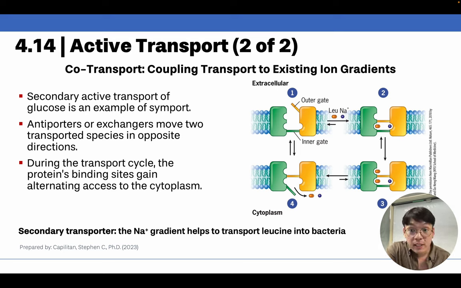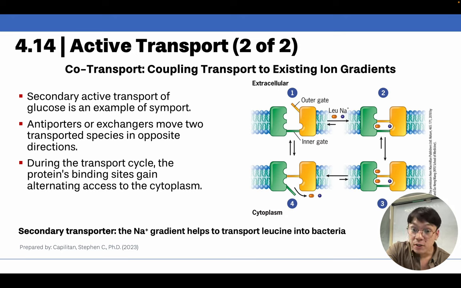In step one, you'll see that the outer gate in the protein channel is open, which allows both sodium and leucine to reach their binding sites from the extracellular space. In step two, the outer gate will close, occluding the substrates within the protein. In step three, a second leucine molecule binds to another site just outside the outer gate. In step four, the inner gate opens and the substrates are released into the cytoplasm.